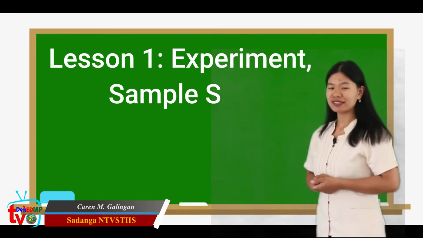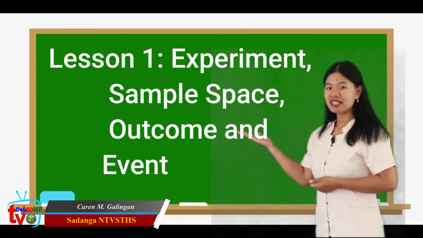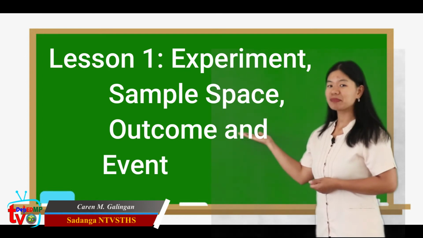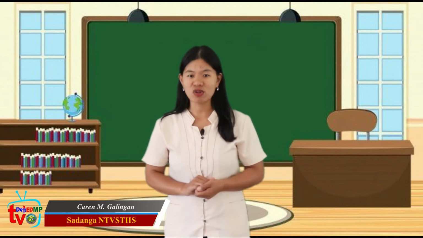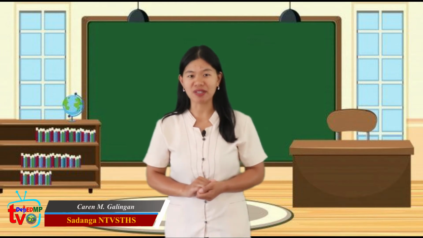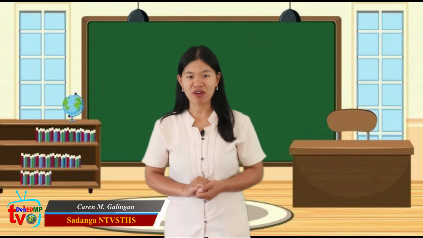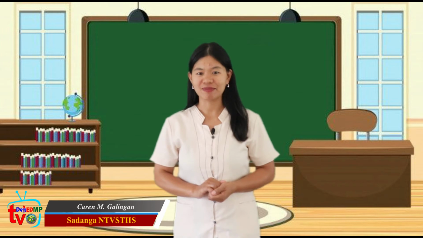For lesson 1, we have experiment, sample space, outcome, and event. An activity such as tossing a coin, which generates data, is called a probability experiment or experiment. A repetition of an experiment is called a trial.